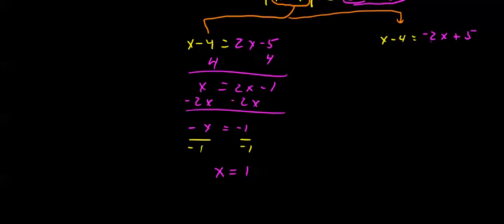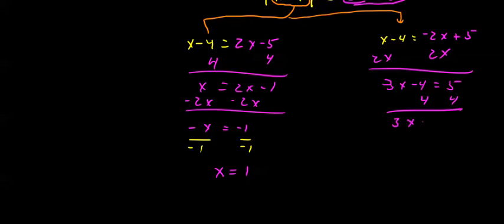Over here, I'm going to add 2x. I get 3x minus 4 equals 5. I'm going to add 4, 3x equals 9, divide by 3, and I get x equals 3. So it appears we have 2 solutions, 1 and 3. Now we check.